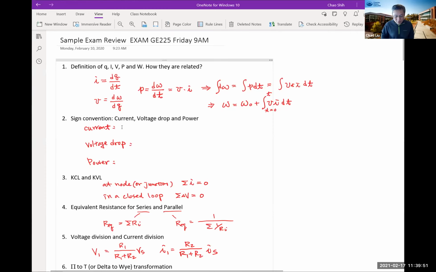Now, the current is the most important one. If you have a current, you want to find out the direction of the current. The current is from high voltage to low voltage, right? So it's from positive to negative. That's the definition of the current direction. Voltage drop, if you go from low voltage to high voltage, that's a voltage gain. So voltage drop means going from high to low.